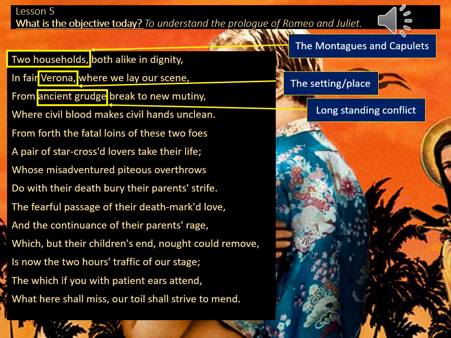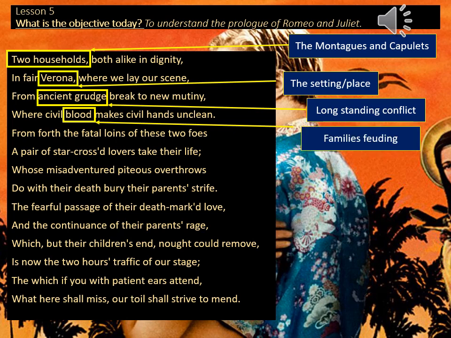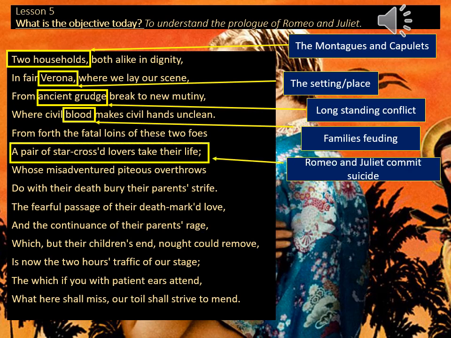To have a grudge against someone is like a conflict. And we know there's been a long-standing conflict between those two families. We know the reference of blood is probably to do with the violence of the families that have been feuding. We know that Romeo and Juliet commit suicide. We know that these star-crossed lovers take their life.